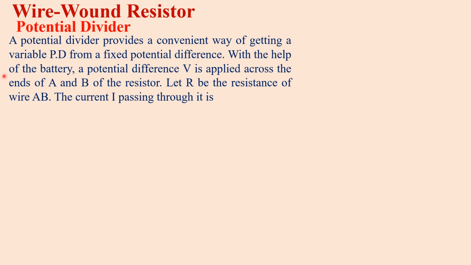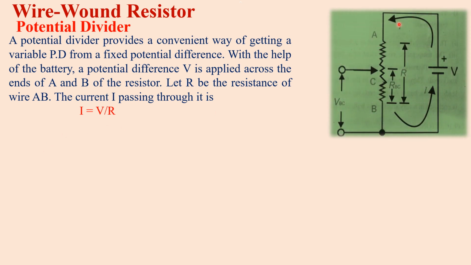With the help of a battery, a potential difference V is applied across the ends A and B of the resistor. Let R be the resistance of wire AB. The current I passing through it will be I is equal to V upon R. In this circuit, wire is having resistance R and potential difference is applied across the ends A and B of the resistor. Current flowing through this circuit is I is equal to V upon R.